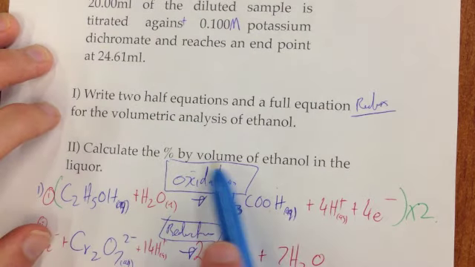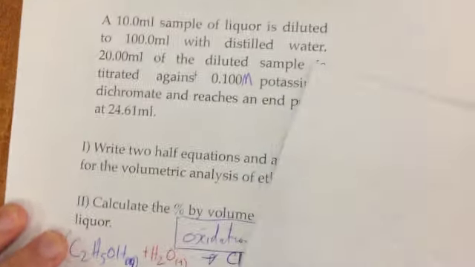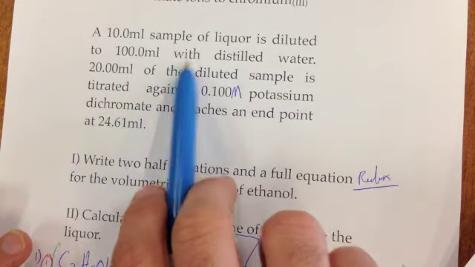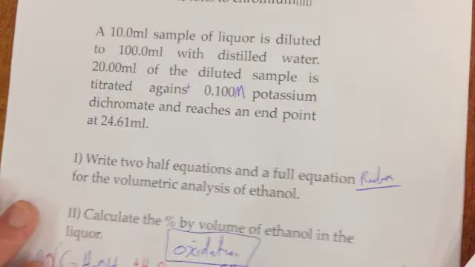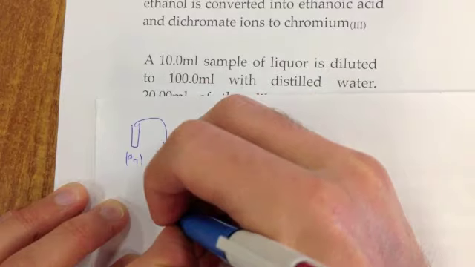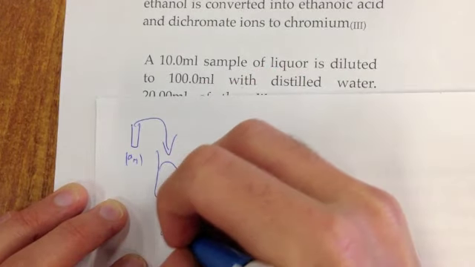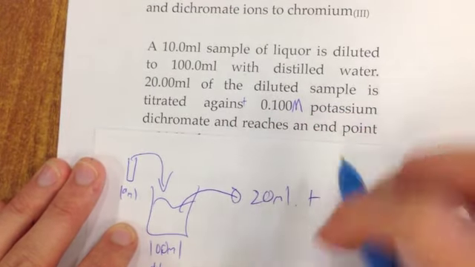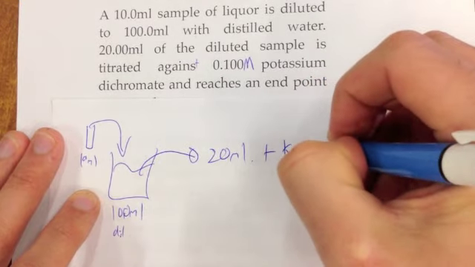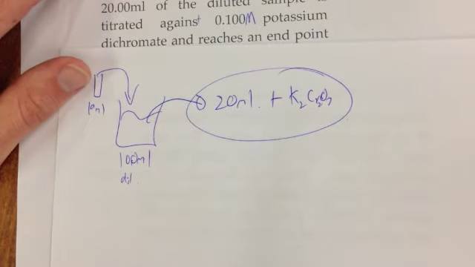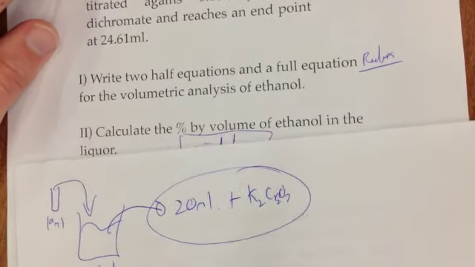Okay, calculating the percentage by volume of ethanol in this liqueur. And this is where we're going to use this information now. 10 mils of liqueur diluted to 200 mils with distilled water, 20 mils taken, titrated against that. So let's quickly do my flowchart. I'll have 10 mils of liqueur. This is going into a bigger thing to make 100 mils of diluted liqueur. What's happening? 20 mils is coming out and added to K2Cr2O7. Alright, and therefore that's where our titration is. Let's have a look at what's going on.